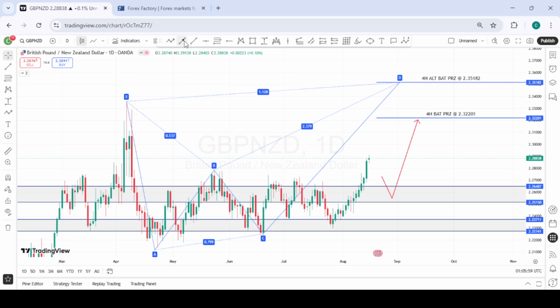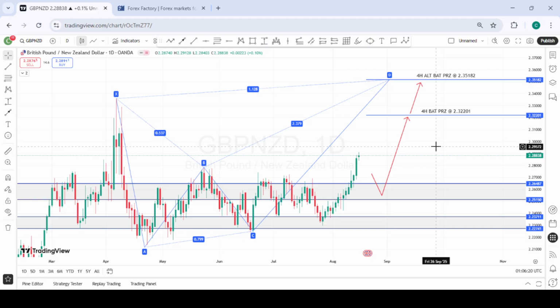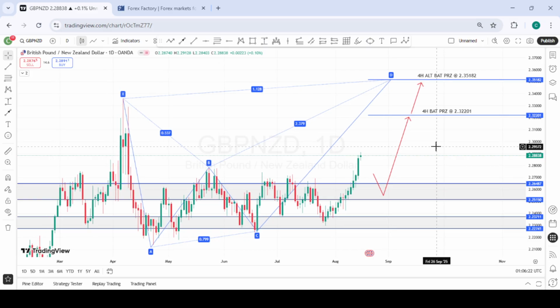Or if price is able to give us any strong momentum from this potential reversal zone, we can keep holding to the alt bat pattern PRZ, or we can take partials when price gets to the bat pattern PRZ and hold the rest of the positions to the upside. So I'm very bullish on GBPNZD.